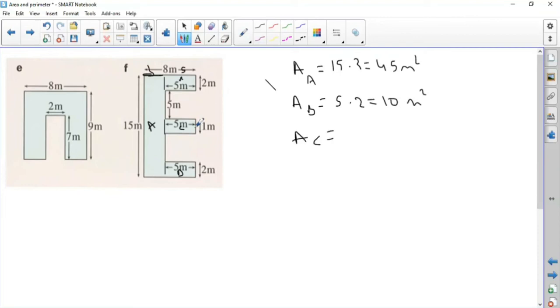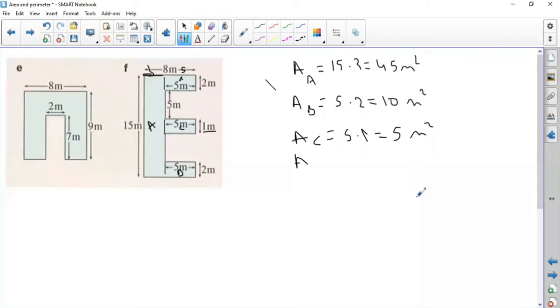C, it will be 5 times 2. This one is C. Yes. What is this? The length of this side? Oh, it will be 5 times 1. Okay, 5 times 1, which is 5 meters squared. And D will be the same as B. Area of D. Yes.